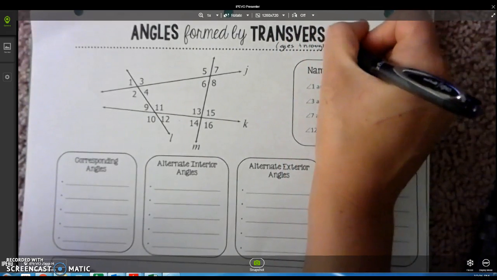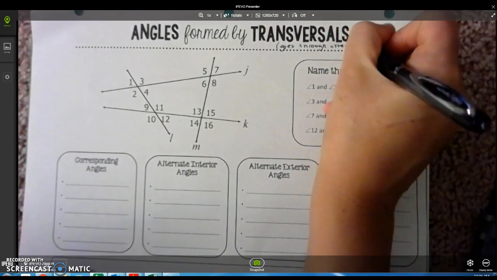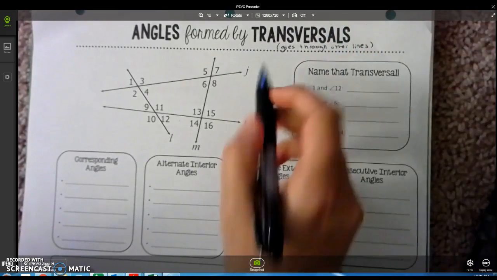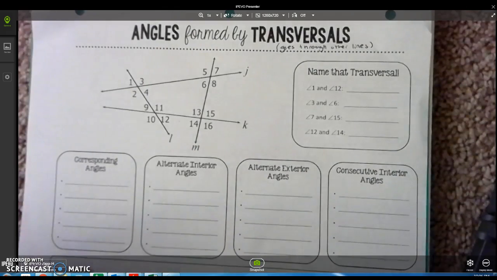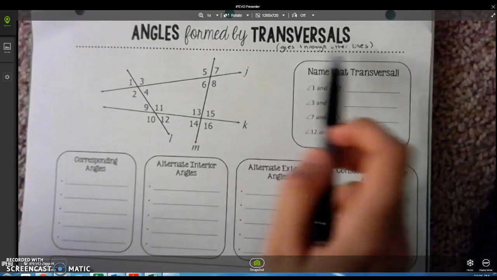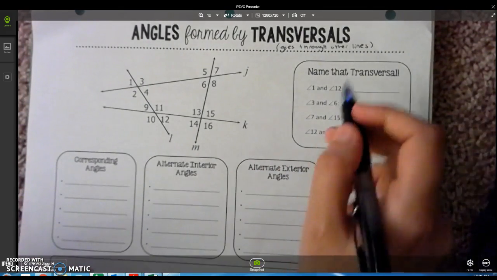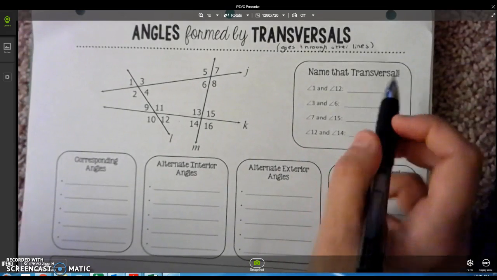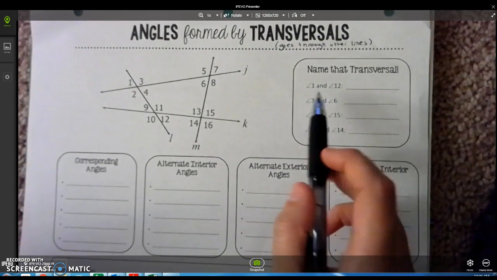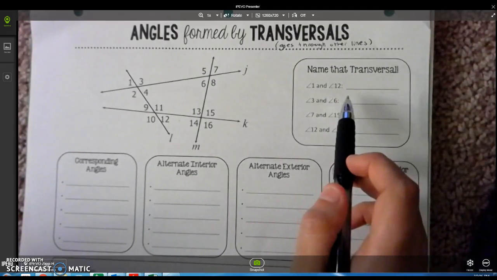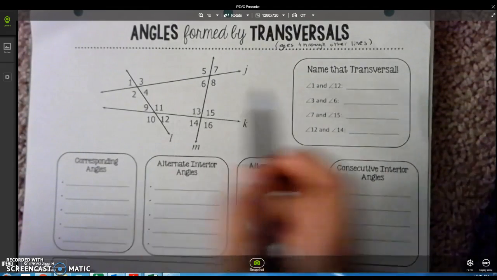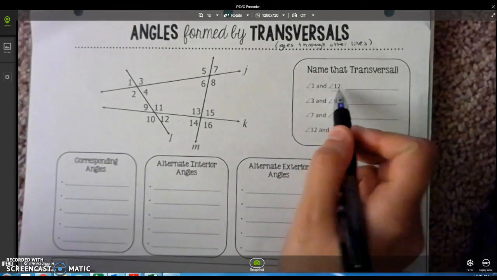other lines. Right? To transverse, I go through something, I move through it. Transversals will go through other lines. So right here when it says name that transversal, you're telling which line both of these angles are on. So I'd look over here, I'm looking at angle 1 and angle 12.